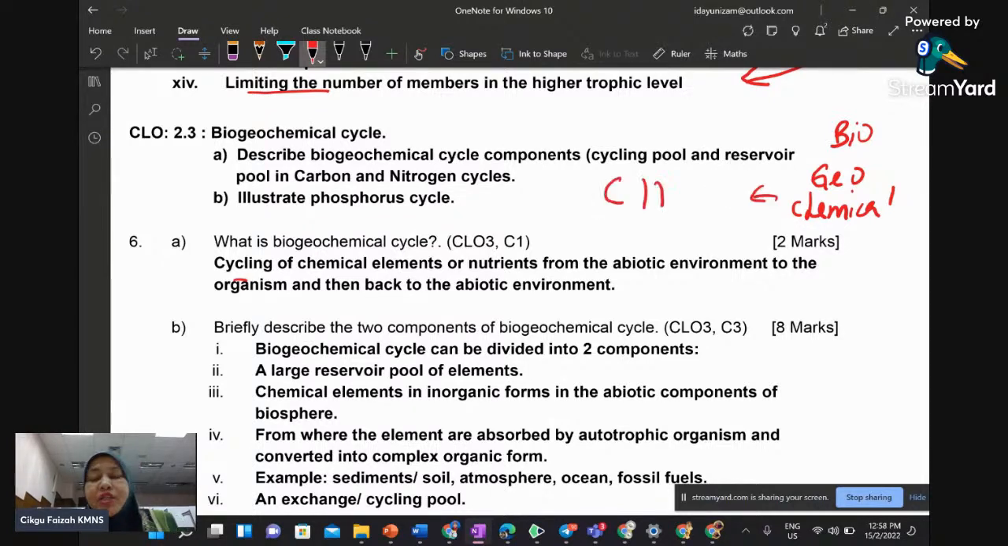SEM 1 CHON. Carbon, hydrogen, oxygen is the 4 common element. Okay, so the cycling of this element or the nutrients, okay, daripada abiotic, which considers a reservoir pool, to the organism, which is a cycling pool, and then back to the abiotic environment, okay, which is reservoir pool balik. So this is what it means by biogeochemical cycle.